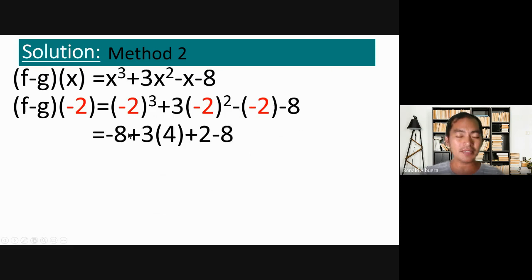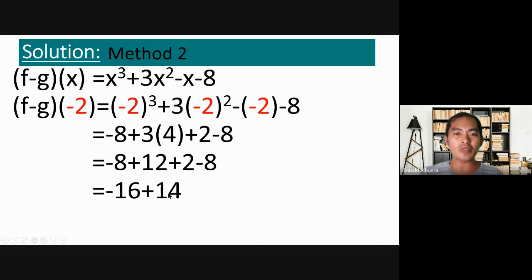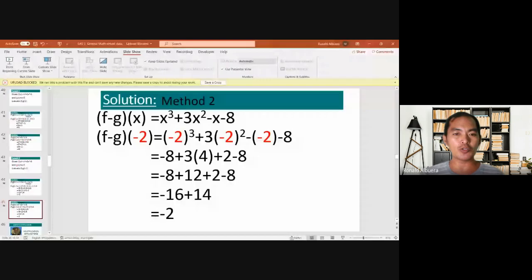So negative 2 cubed is negative 8. Negative 2 squared is 4 times 3 is 12. Okay, then we add similar terms. Negative 8 plus negative 8 is negative 16. 12 plus 2 is 14. And our answer is negative 2.